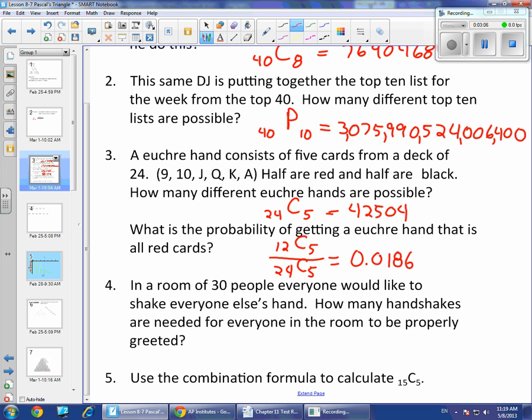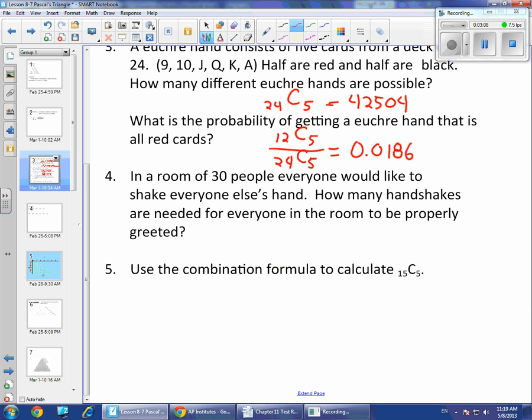Okay. Now number 4. 30 people are in a room. How many handshakes do you need to make sure everybody is greeted? Pretty much what you're doing here is you're making groups of 2 people. It takes 2 people for a handshake. And it doesn't matter who starts the handshake, so it doesn't matter the order. So what you're going to use here is a combination. You're going to go 30C2, okay, which is 435.